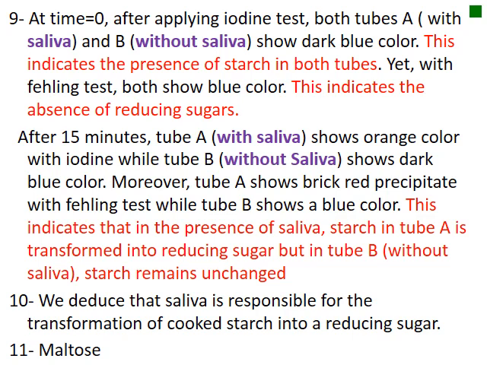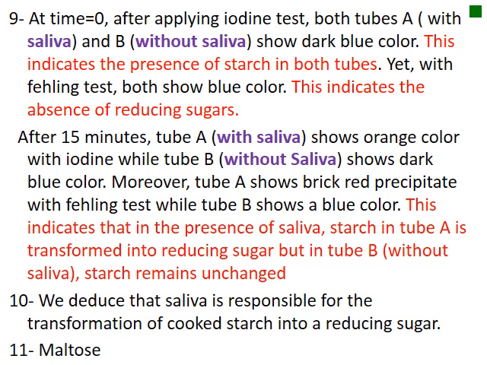So at time 0, after applying iodine test, both tubes A with saliva and B without saliva show dark blue color. This indicates the presence of starch in both tubes. Yet, with Fehling test, both show blue color. This indicates the absence of reducing sugar.